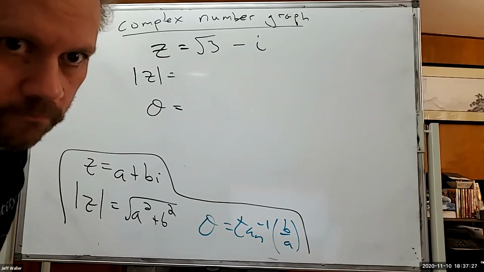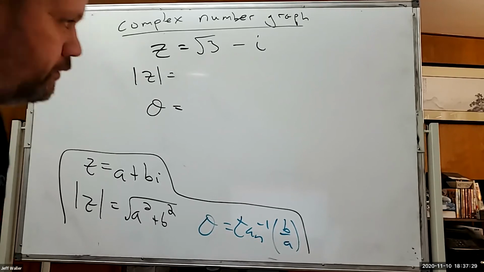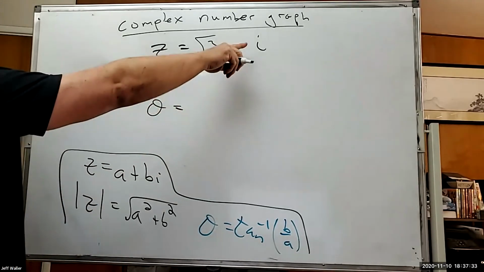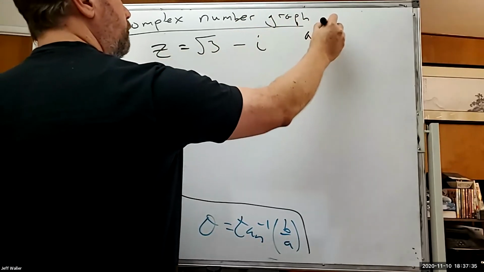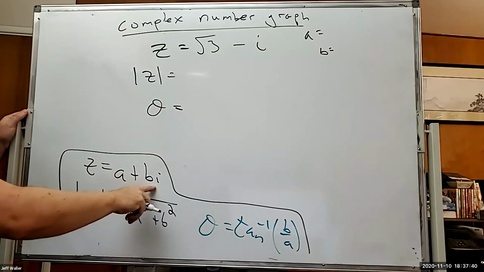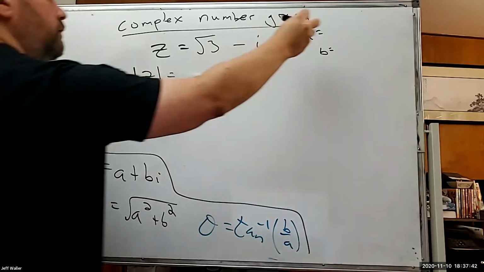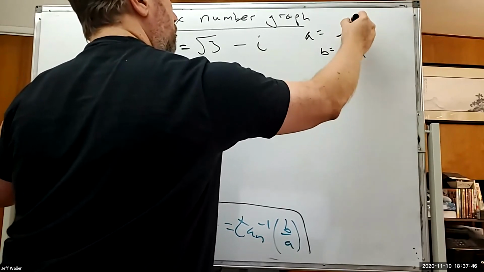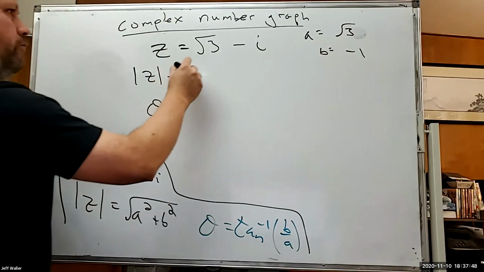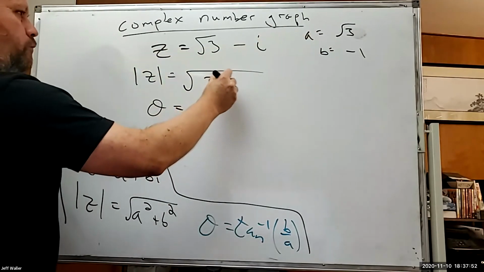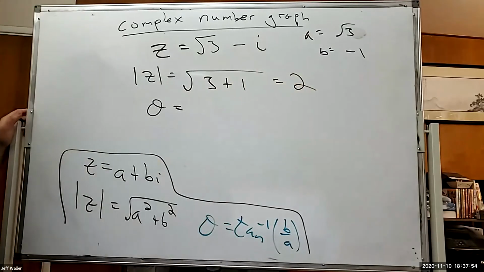Is it 2? Is what 2? Sorry. Is the absolute value of z 2? Yeah, because in this case, A is what and B is what? A is real and B is imaginary. So A is rad 3 and B is -1. So then you get the square root of rad 3 squared is 3, -1 squared is 1. Kick ass.